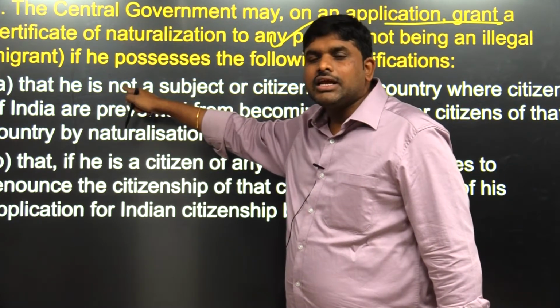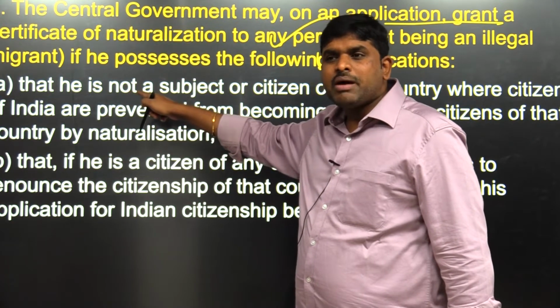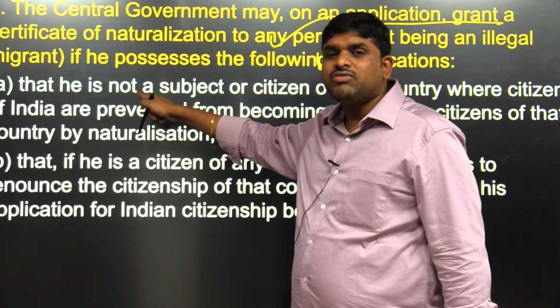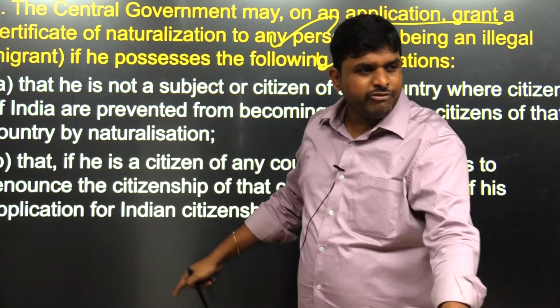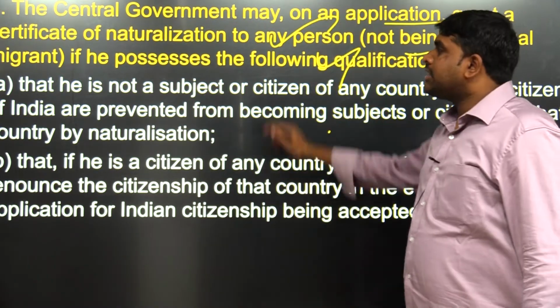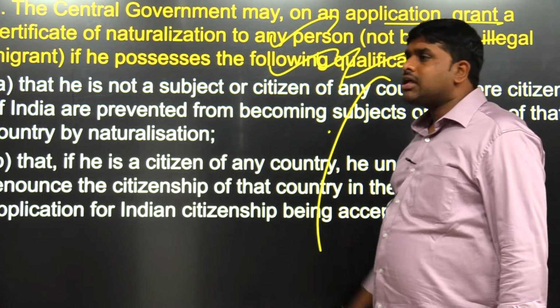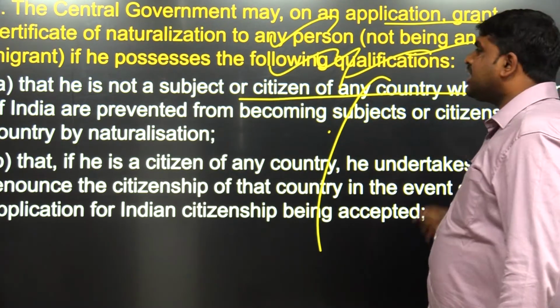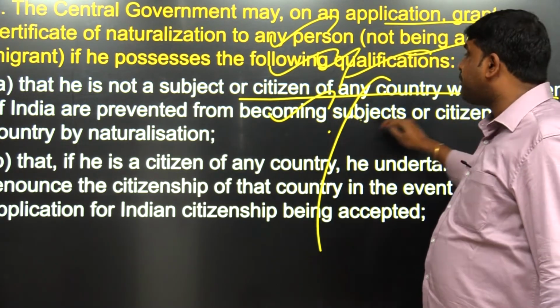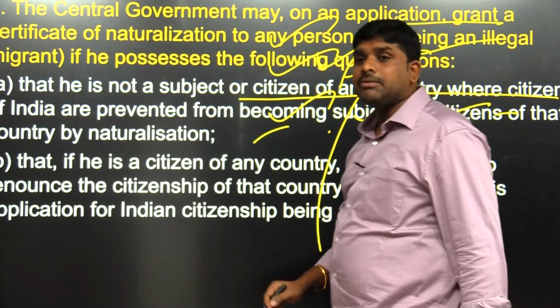It is at the discretion of the central government. The central government has the power to give citizenship at its discretion if there is an application. It is according to the wish of the central government. If he possesses the following qualifications: that he is not a subject or citizen of any country where citizens of India are prevented from becoming subjects or citizens of that country by naturalization.